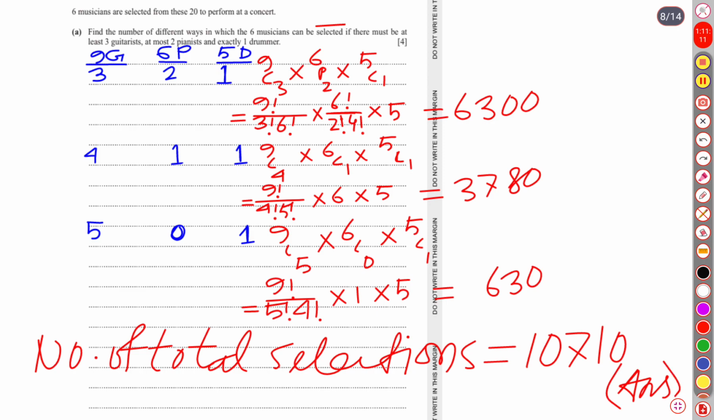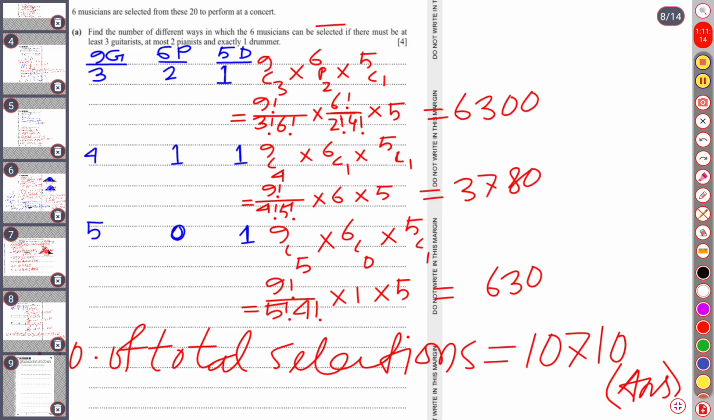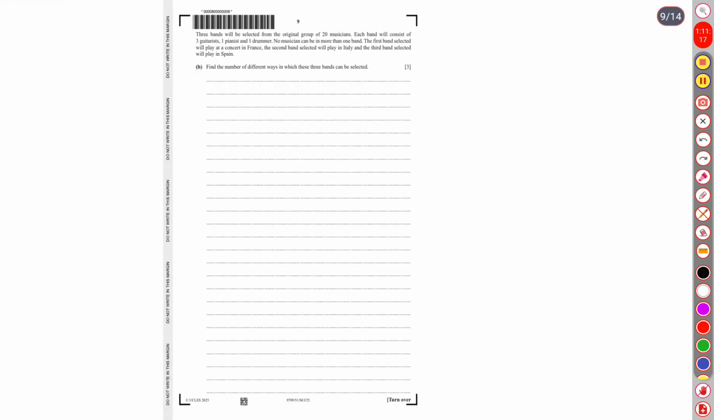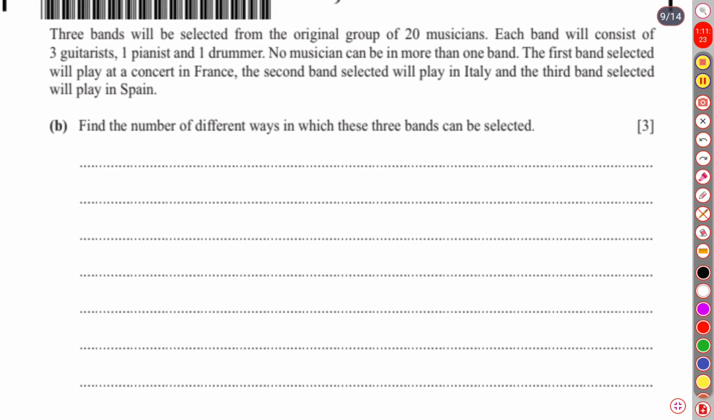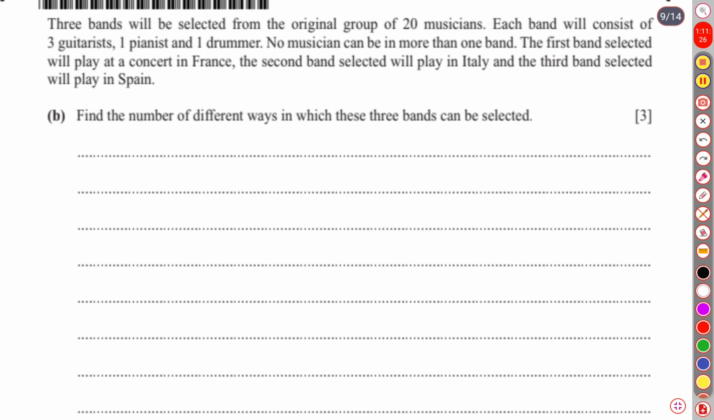So the next question, printed on the next page, let's read the next question. I mean part B of this question. 3 bands will be selected from the original group of 20 musicians. Each band will consist of 3 guitarists, 1 pianist, and 1 drummer. No musician can be in more than one band. The first band selected will play at a concert in France. The second band selected will play in Italy, and the third band selected will play in Spain. So find the number of different ways in which these 3 bands can be selected.